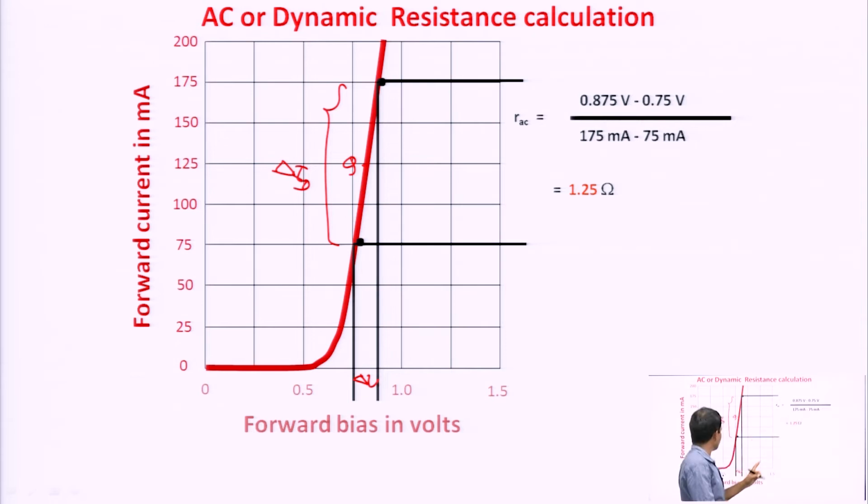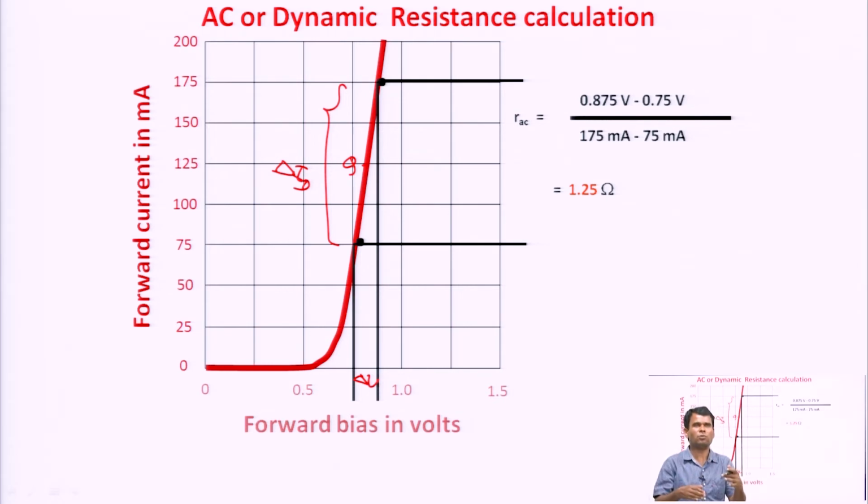Then by taking this, 0.875 minus 0.75 is the change in voltage, and the change in current is 175 milliampere minus 75 milliampere, and this is equal to 1.25 ohm. This is a very small resistance. It is the example which we have taken in forward bias.